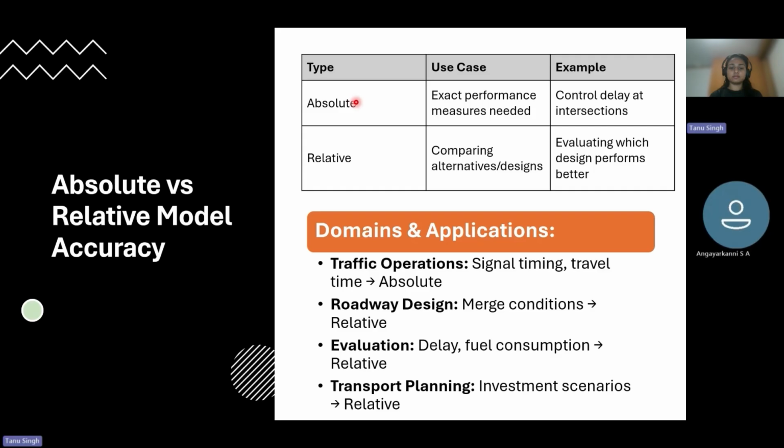So applications differ. Traffic operations such as signal timing and travel time need absolute accuracy, while roadway design, that is merge conditions, or the evaluation in terms of delay or fuel consumption or investment scenarios, mainly rely on relative accuracy. Depending upon the use case, we use absolute or relative model accuracy.